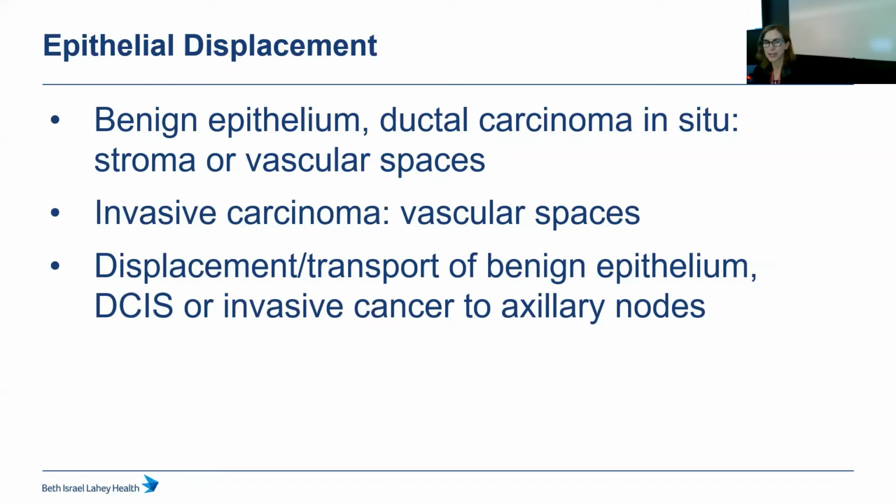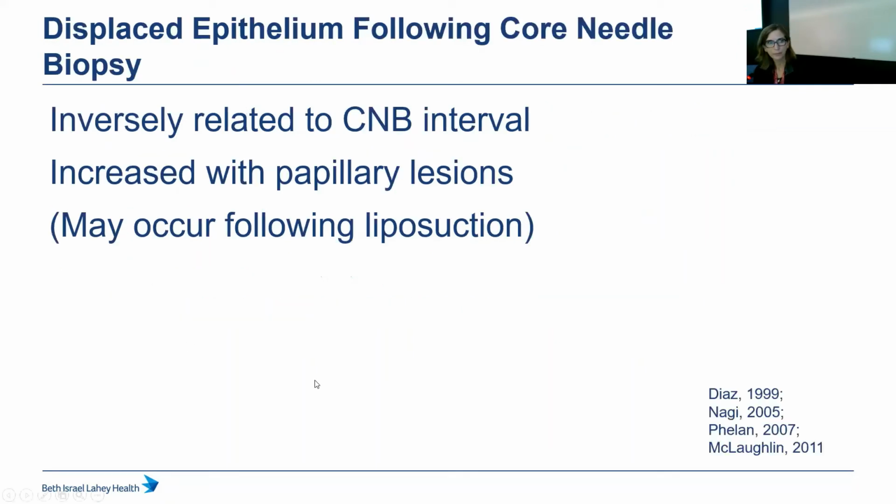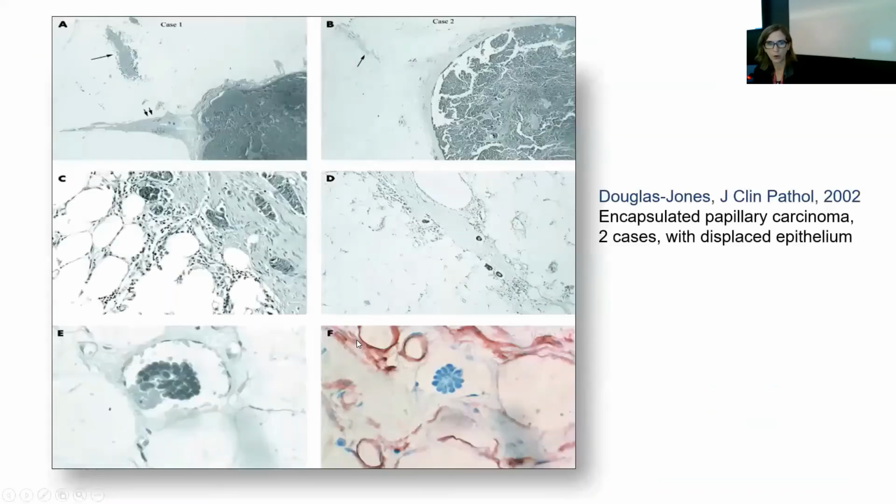You can also get displacement of epithelial elements, benign or malignant, to axillary nodes. So in an excision that has been diagnosed as invasive cancer, you can have displacement of epithelium to the nodes and then have the sort of complexity of having to decide if it's truly metastasis or not. So how common is this? Well, it's inversely related to the core needle biopsy interval. It's frequently associated with papillary lesions. It can occur following liposuction or some sort of cosmetic procedure. And I would say just anecdotally, it's fairly frequent. It's reported in about 40% of cases, but I think you can find it quite often in your excision specimens.